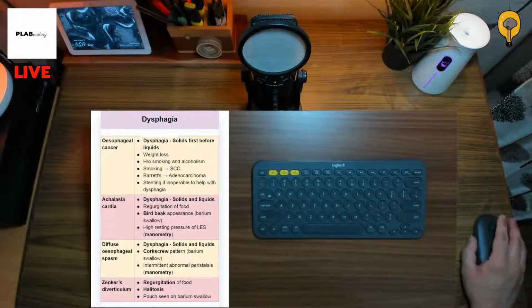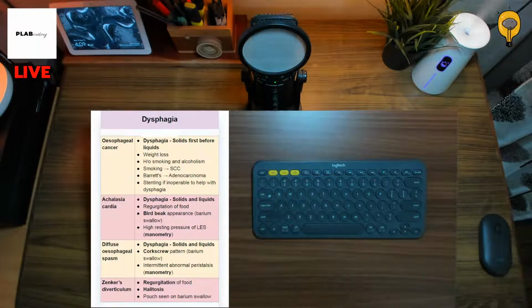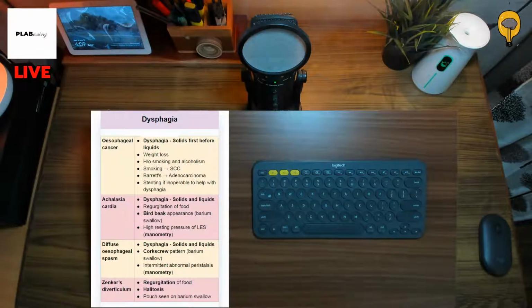Okay. Achalasia cardia: dysphagia to both solids and liquids. There is regurgitation of food, bird's beak appearance in barium swallow, and high resting pressure of the lower esophageal sphincter in esophageal manometry. Now diffuse esophageal spasm: in this, dysphagia to both solids and liquids, we will see a corkscrew pattern in barium swallow, and intermittent abnormal peristalsis in manometry.